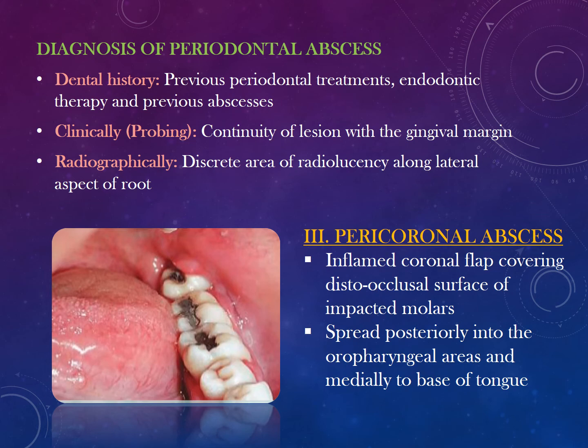Finally, moving on to the pericoronal abscess. Pericoronal abscess is a complication of pericoronitis, wherein you can see an inflamed pericoronal flap covering the disto-occlusal surface of the impacted molars. It spreads posteriorly into the oropharyngeal areas and medially to the base of the tongue, causing difficulty in swallowing.